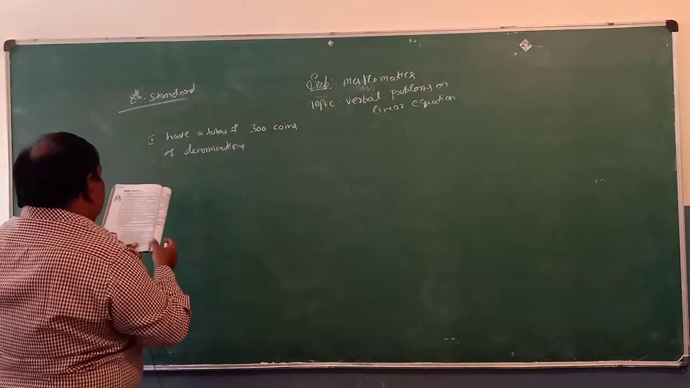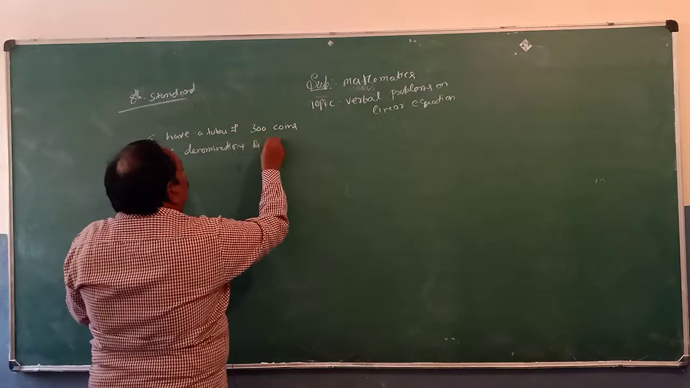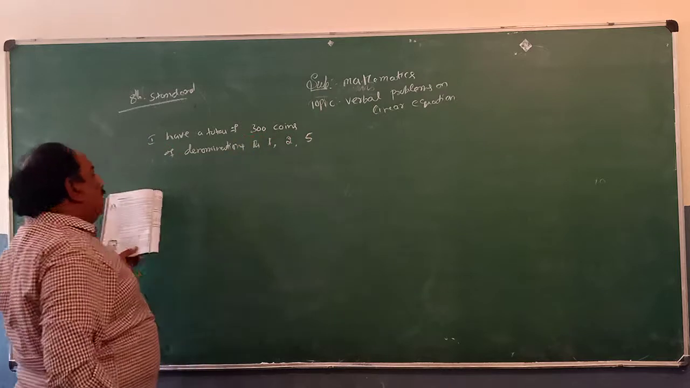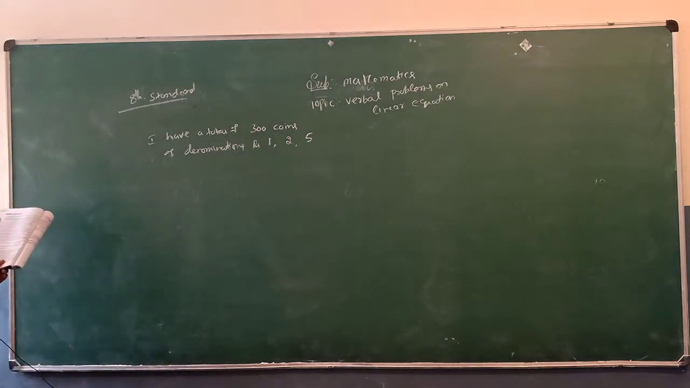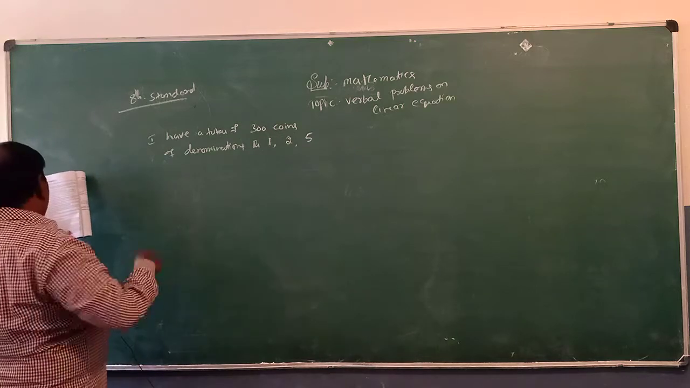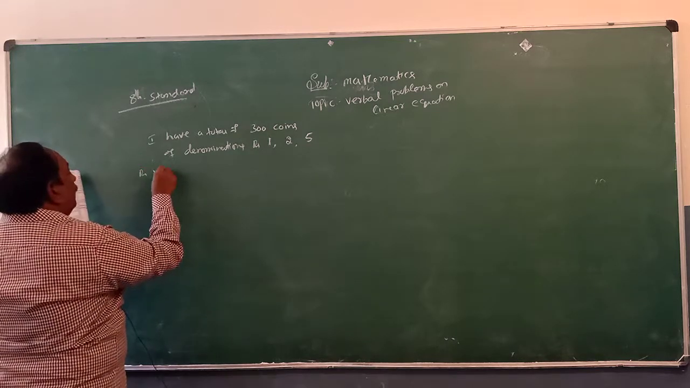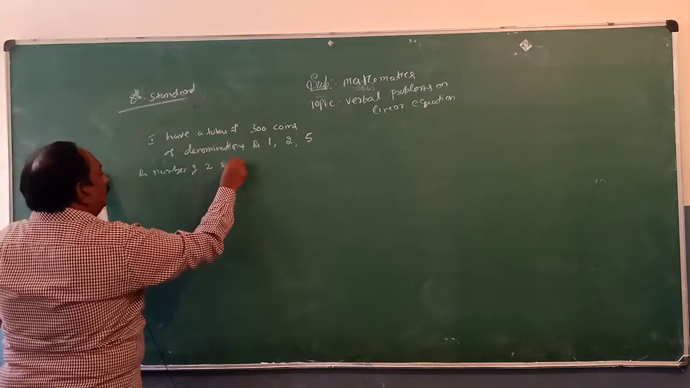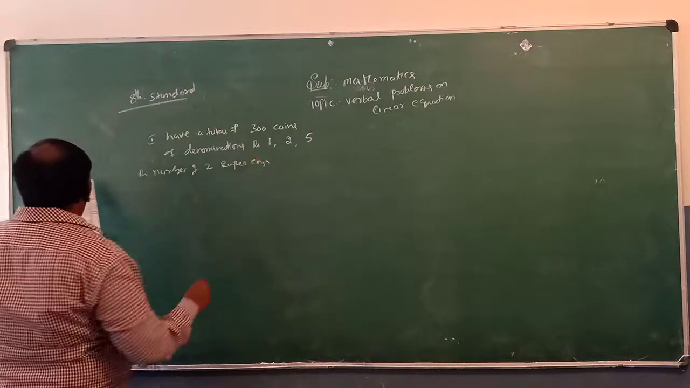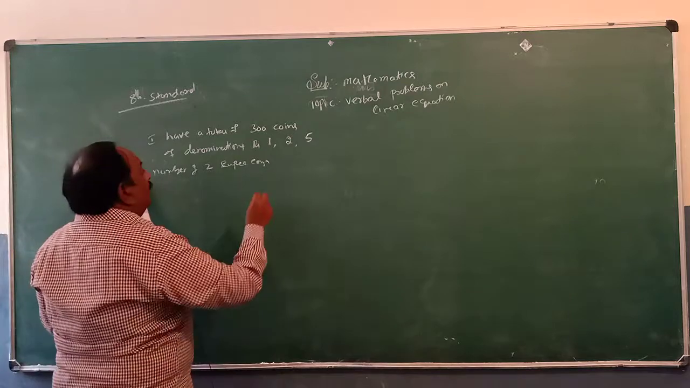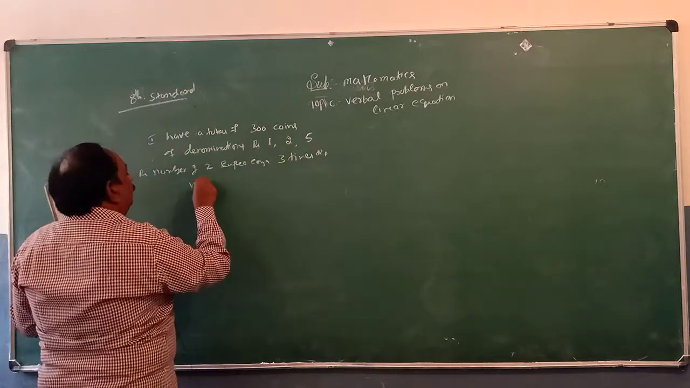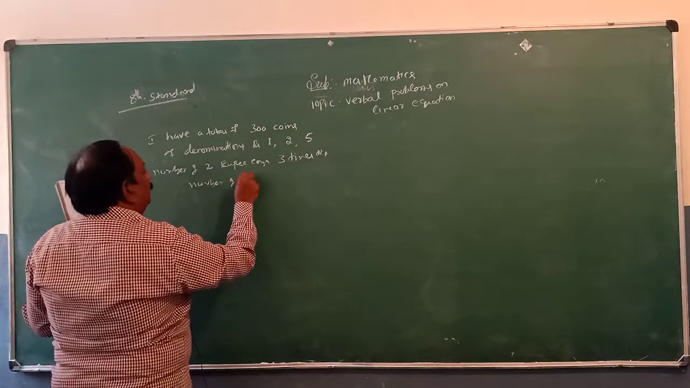I have coins of denominations 1 rupee, 2 rupee, 5 rupee. The number of 2 rupee coins is 3 times the number of 5 rupee coins.